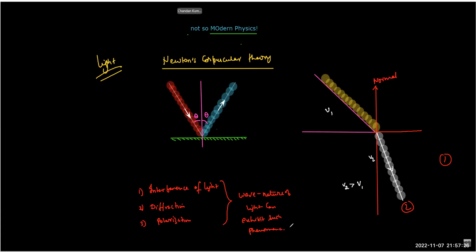So Newton failed on many accounts. Using Newton's theory, we cannot explain interference, we cannot explain diffraction, we cannot explain polarization. Okay. So after Newton, of course, who came? The next. We'll go in chronological order, so that we can get a fair idea of the historical importance of learning modern physics.